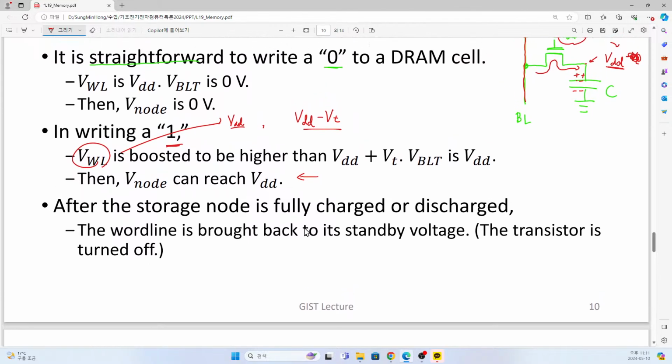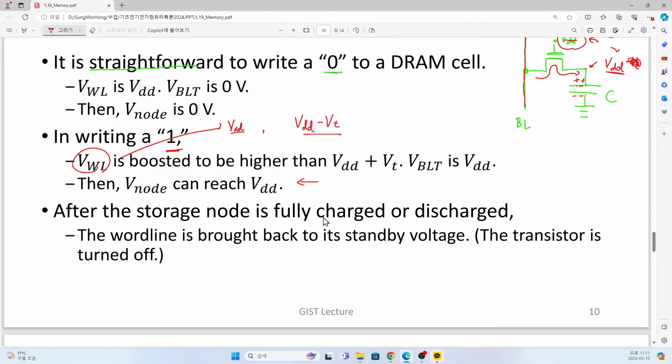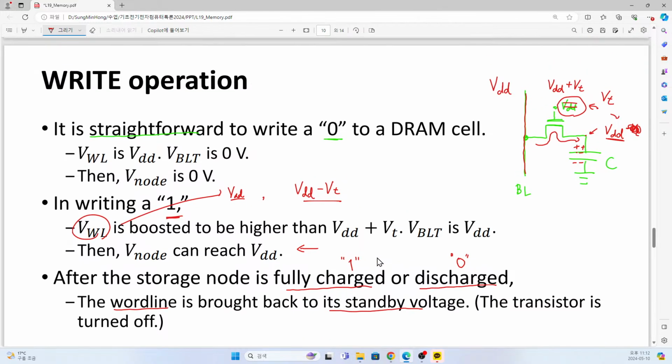That is explained here. So we have to apply a slightly boosted voltage to our word line. After the storage node is fully charged or discharged, meaning fully charged means we have written logical 1, or fully discharged means we have written logical 0, then quite obviously the word line is brought back to its standby voltage, for example 0 volt. So now it is once again turned off.